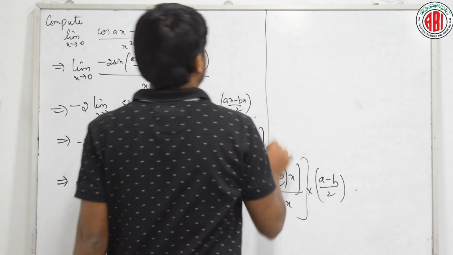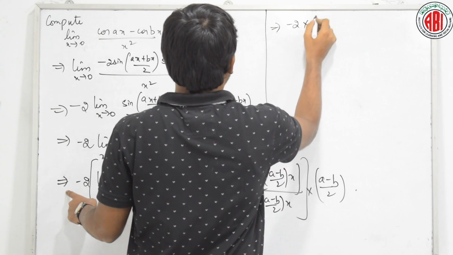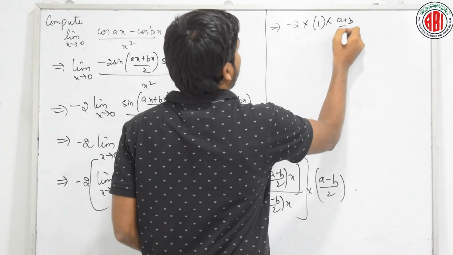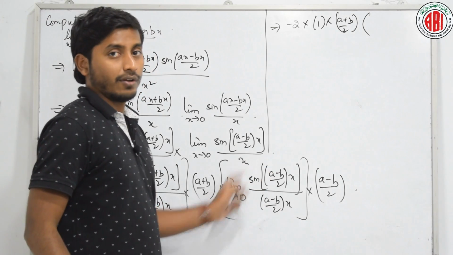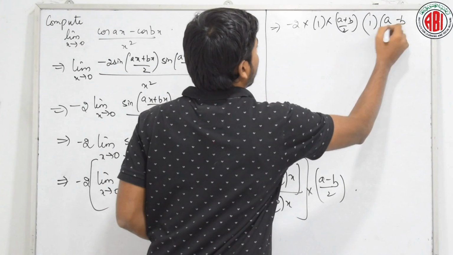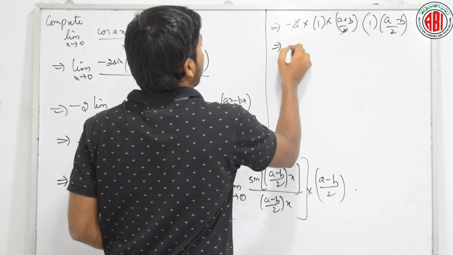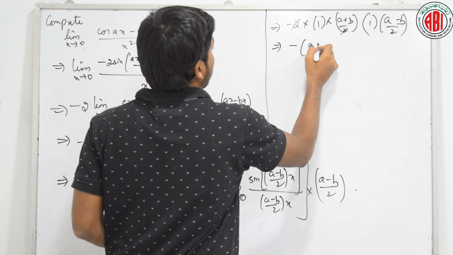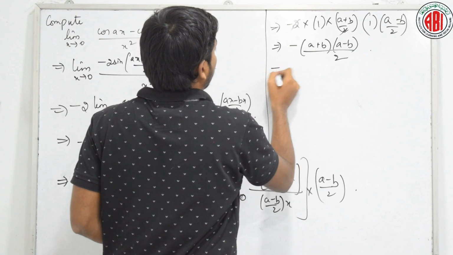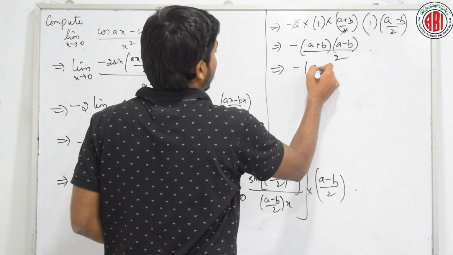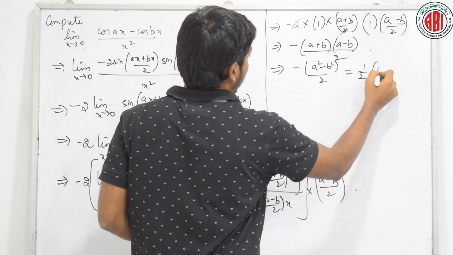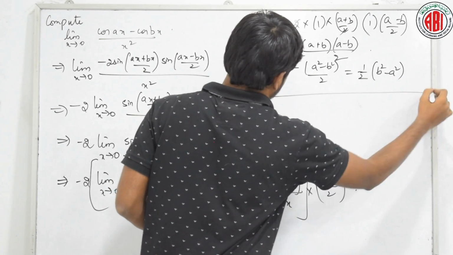That's it. Let us write everything now. Minus 2 into 1 into A plus B by 2, into 1, right? Into what is left, A minus B by 2. That's it. 2 will get cancelled. Minus into A plus B into A minus B, denominator it is 2. Now A plus B into A minus B is A square minus B square by 2. That is equal to half into B square minus A square.